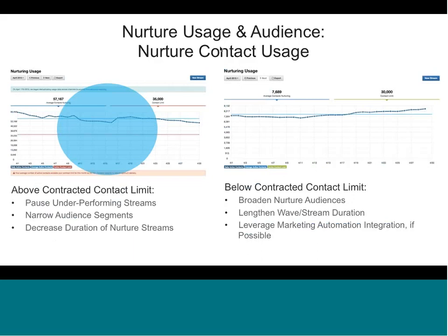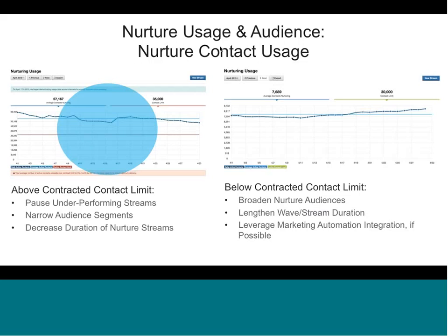The other thing that you can do here is pause waves. You can shorten the duration of your streams or your waves. So let's say you have a stream that's 30 days long. Shorten it to 25 days so that your contacts are actually moving through that stream more quickly. And if they're not converting on anything, then you can just push them out and remove them from your stream altogether. The other option here is to narrow your audience segment.